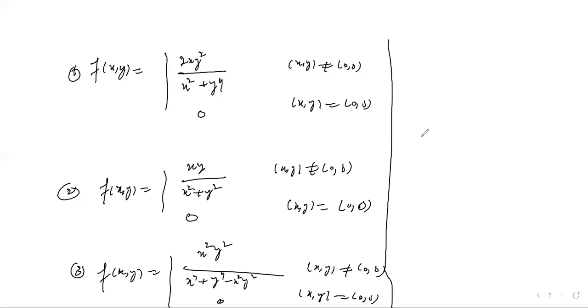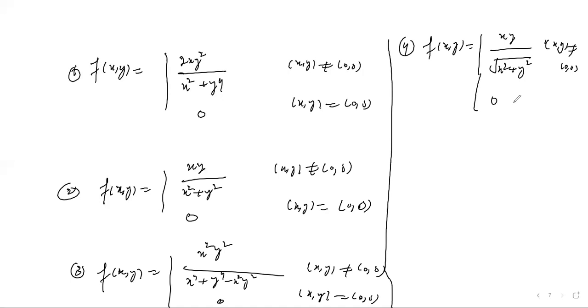This is the next problem. I think that I have already solved this problem. Fourth, f of x comma y is equal to xy divided by, I think this also came in today's entrance exam, this exam, the PhD exam today. I will send that question in the WhatsApp group. For x comma y equal to 0 comma 0.